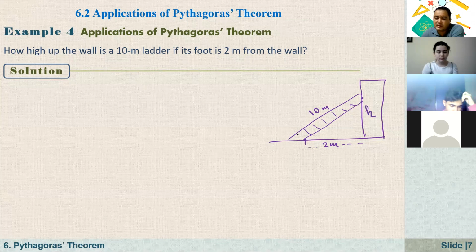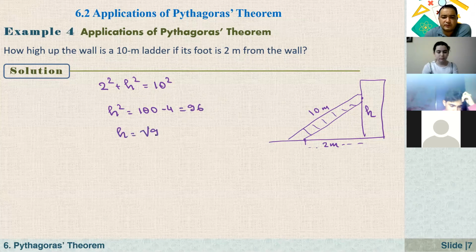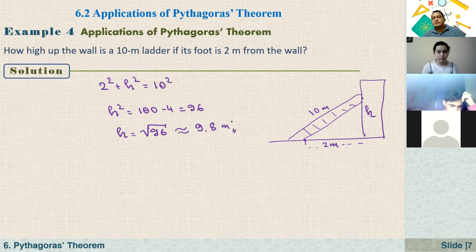Let's say how high we can reach is h. As we see here, it forms a right angle triangle, so we can use the Pythagorean theorem. 2 squared plus h squared equals 10 squared. So h squared is equal to 100 minus 4, that's 96. So h is the square root of 96. Correct to one decimal place, it's 9.8 meters. So we can reach 9 meters high.